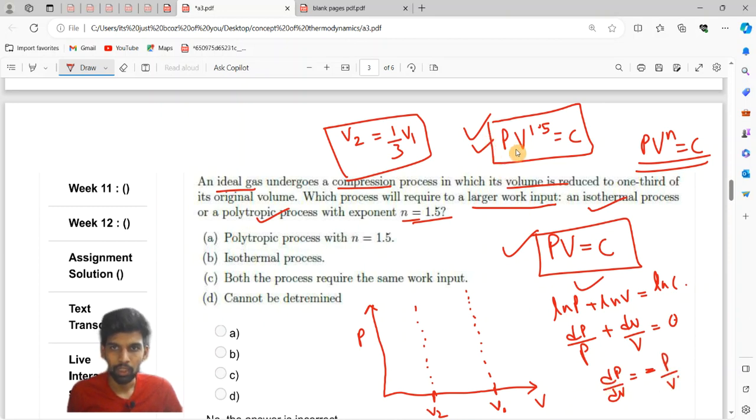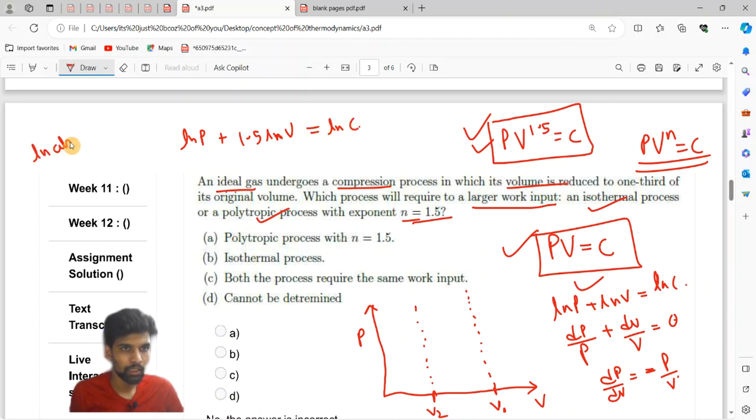Okay, same thing we will do here. One difference will be there: here the coefficient 1.5 will come. So ln P plus 1.5 times ln V. I hope you are familiar with the rules of logarithm. If not, let me show it quickly. ln AB is nothing but ln A plus ln B. And if we have ln A raised to power C, then we can take this exponent to the coefficient side and write it as C ln A. So I have used this property while simplifying this.